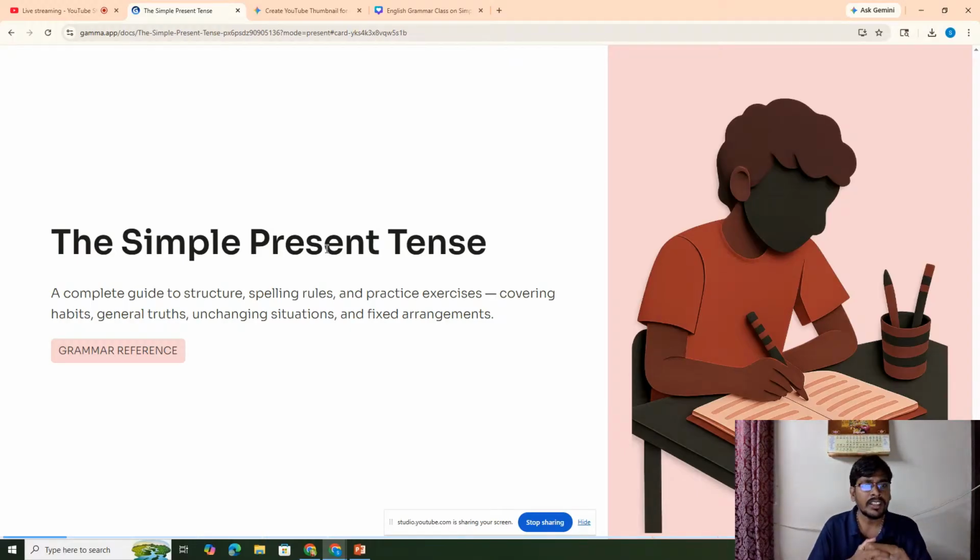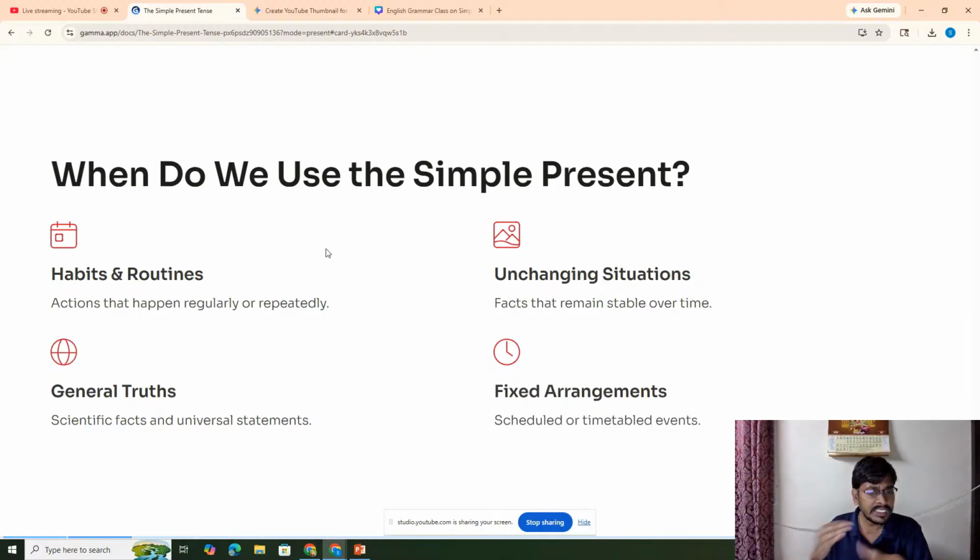So when do we use the simple present tense? First, let's understand the basics. We use it when we talk about habits and routines, actions that happen regularly or repeatedly. Something that happens every day: I go to school every day, I go to college every day, I take bus number 47 every day, I visit the doctor every week. These are habits, routines and unchanging situations.